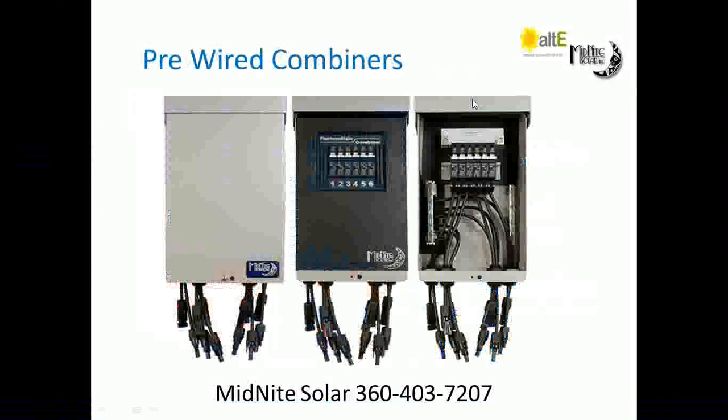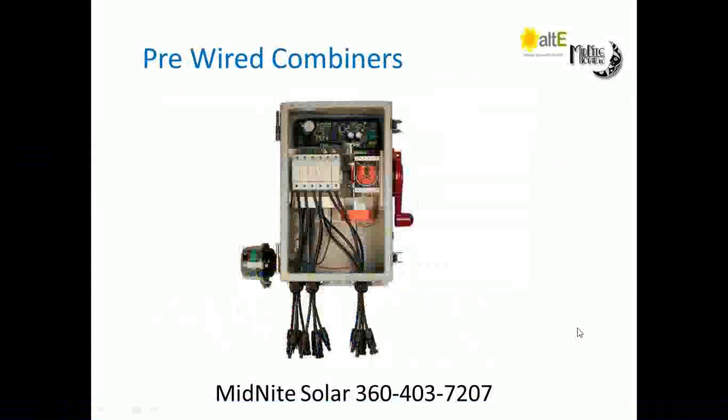Here's a low voltage 6-string pre-wired combiner for a 150 volt charge controller, if you will. Again, we could do a 3-string for a 300 volt charge controller with breakers in there for like a Classic 250, or we could do fuses and do 4 strings for grid tie, like you saw on the previous slide. We can even pre-wire our disconnecting combiners.